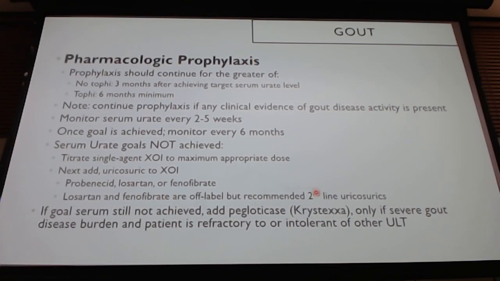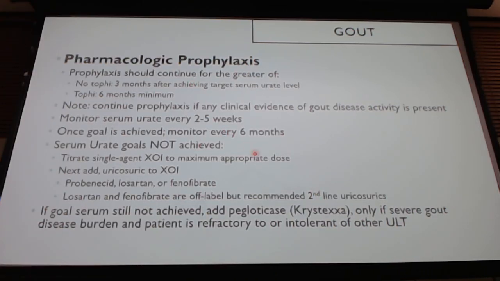Prophylaxis, when am I using this? Same things that we already talked about. I'm using it in my patients who are going to have our ULT. I'm going to make sure that if somebody is presenting and they don't have tophi, most of the time they're going to be on prophylaxis for at least 3 months until they hit that target level that I want them to be at. If they had tophi, they're usually going to be on these prophylactic medications for at least 6 months.